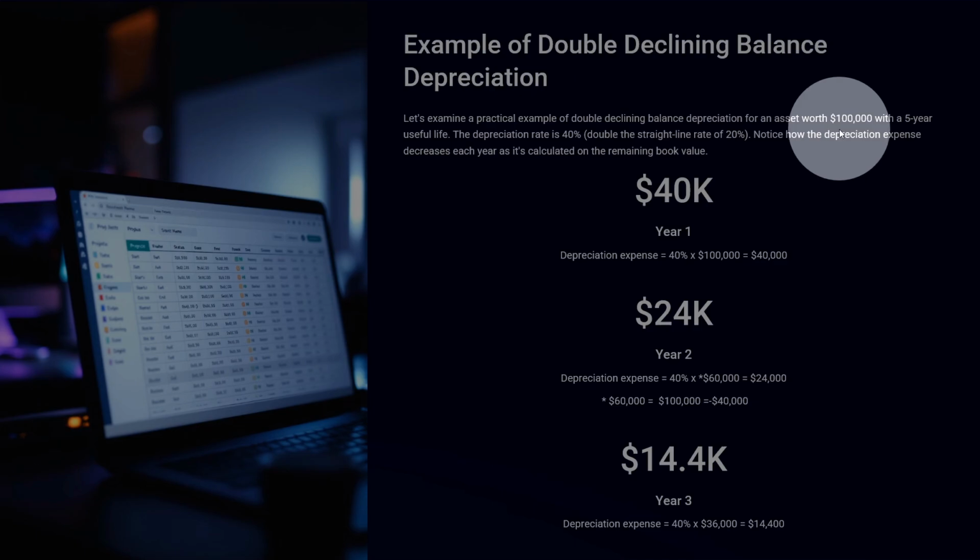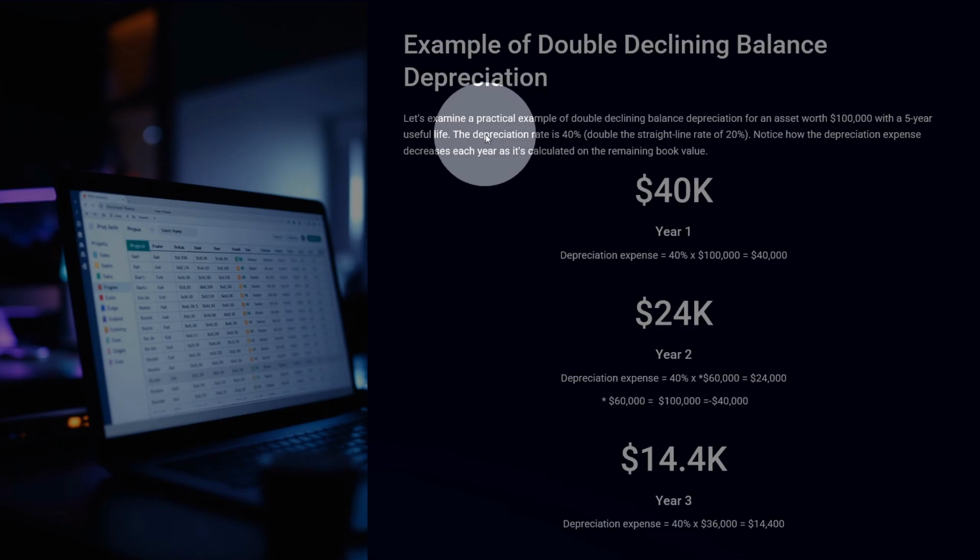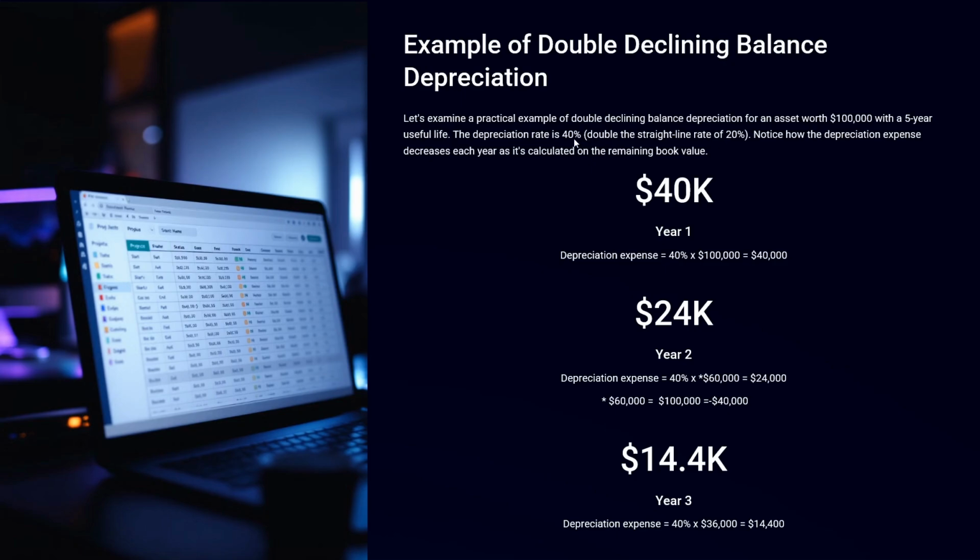We have an asset that we purchased for the amount of 100,000 with a 5 year useful life. So the depreciation rate will be 40% because we doubled the 20%, which is the rate for the straight line method. Here you can see that in the first year, we get 40,000 of depreciation, which is 100,000 multiplied by 40%. Then in the second year, it will be calculated by 60,000 multiplied by 40%, so the percentage always remains 40%, and we get 24,000.